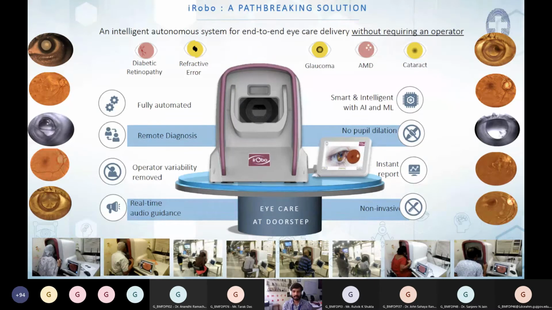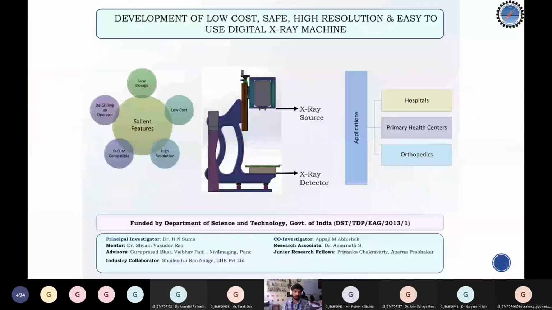One of the machines is from Atoyos, the company, and this machine is iRobo, where they have completely automated everything we had done. It's a replication, and they have also added virtual reality. We are still continuing the research based on this, and it's one of the machines which is in clinical trials right now and will be in the market very soon.